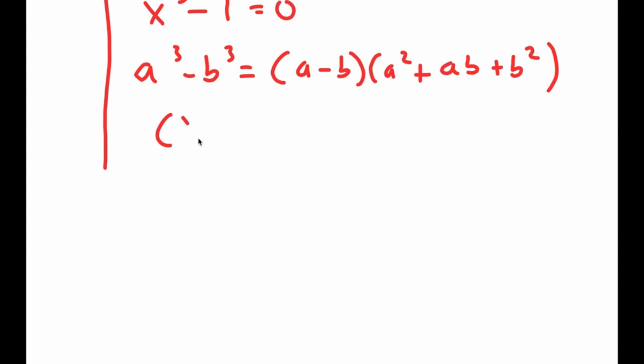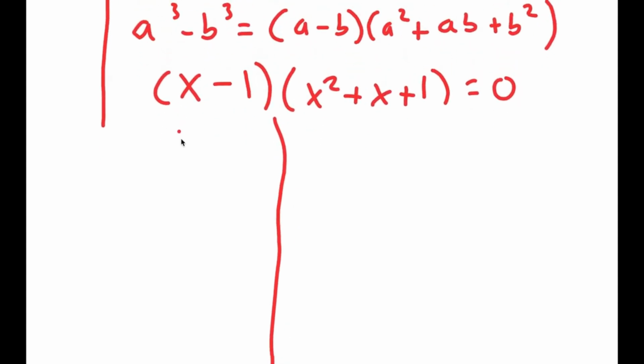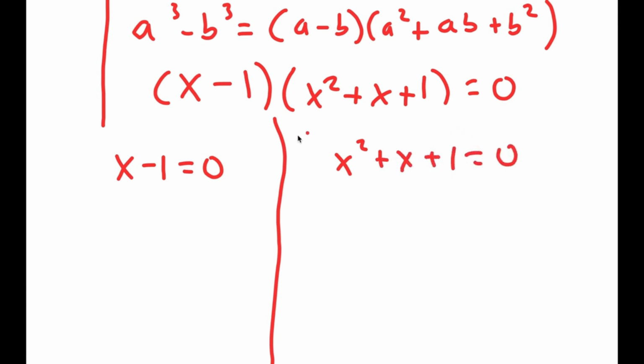Sorry, this turns into x minus 1 times x squared plus x plus 1 is equal to 0, which gives me yet another two equations. So now I have x minus 1 equals 0 and x squared plus x plus 1 equals 0. So for x minus 1 equals 0, all I have to do is add 1 on both sides, and I get x is equal to 1.